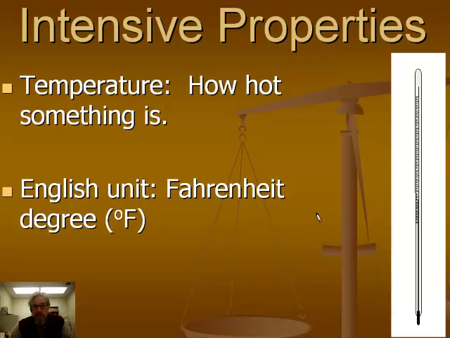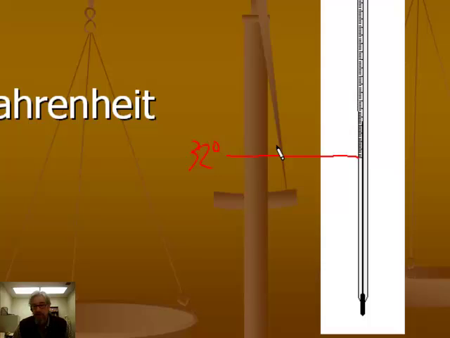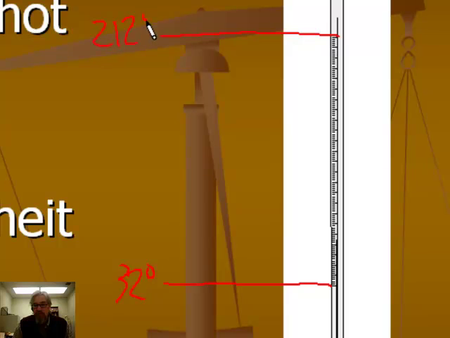An intensive property that we measure in chemistry labs often is temperature. Temperature, there are scientific definitions, but a good working definition is how hot something is. The English unit for temperature, the one that we're familiar with from weather reports and just checking the temperature outside, is the Fahrenheit degree. In the Fahrenheit scale, the freezing point of water is 32 degrees Fahrenheit. And the boiling point of water is 212 degrees Fahrenheit. So the difference between those two significant physical events is 180 degrees.